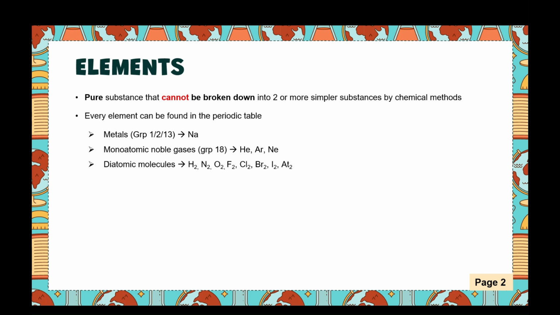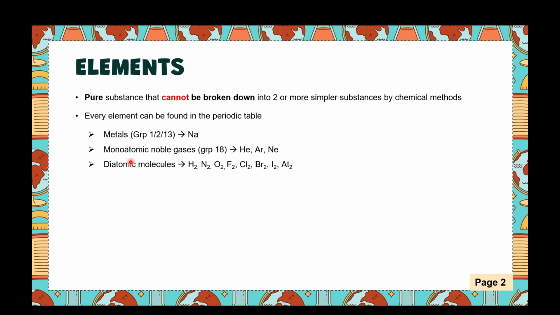Examples of elements are, for example, metals, which are found in group 1, 2, and 13. One specific example of this would be sodium, which in the periodic table has the symbol of Na. Secondly, monoatomic noble gases, which are also found in group 18, right, are also examples of elements. More specific examples of group 18 monoatomic noble gas elements are helium, argon, and neon, which have these symbols respectively.